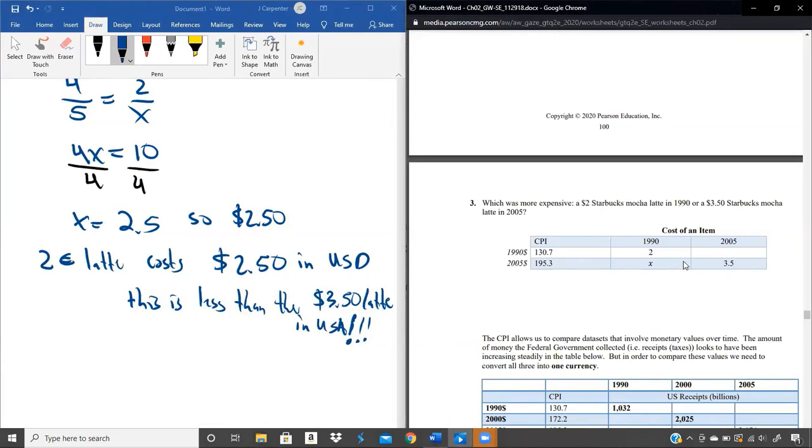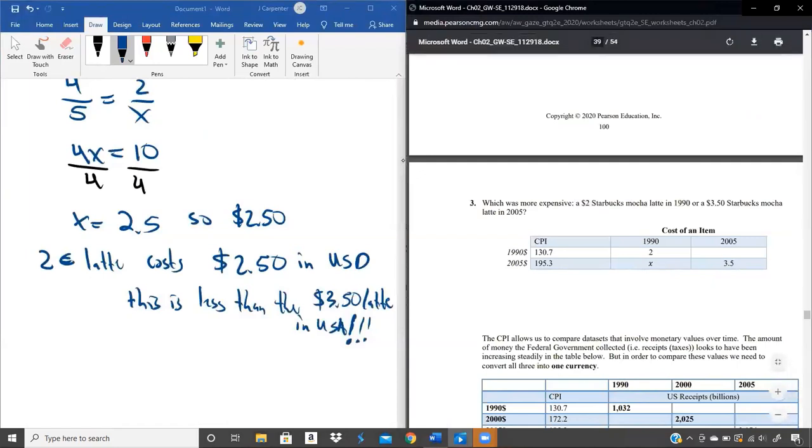So, that's a $2 latte in 1990. See, everything's well labeled: 1990, 2005, the price in 1990, the price in 2005. We have the CPI values that you are not memorizing. I do not memorize them. I would look them up on a table.